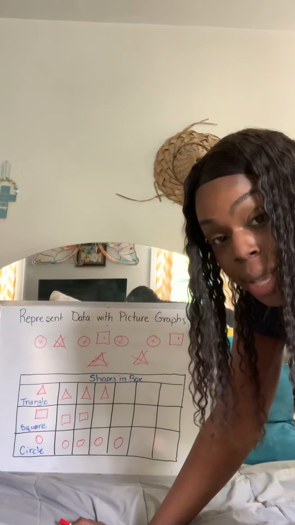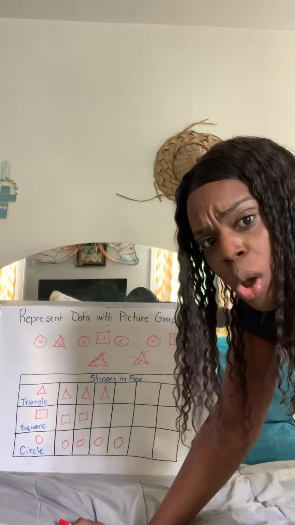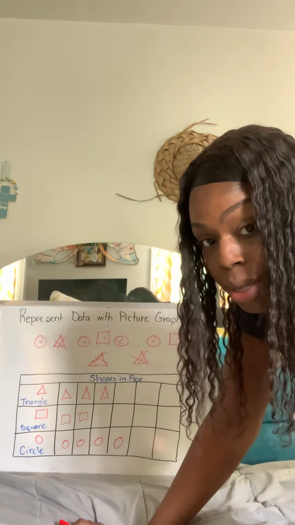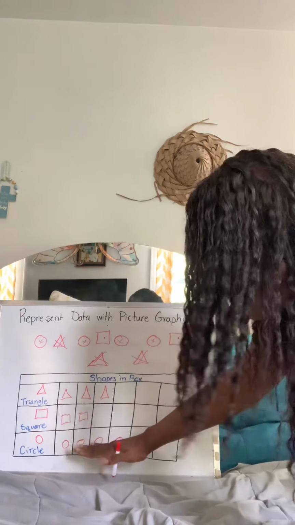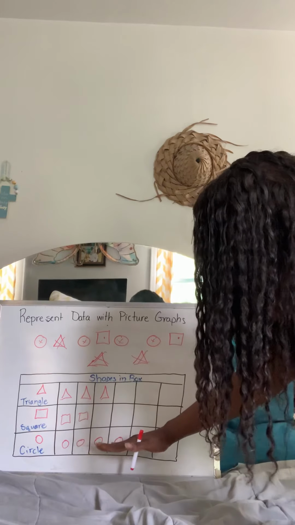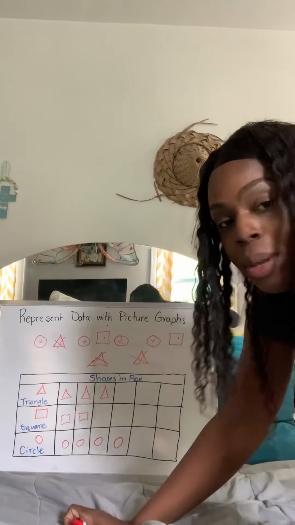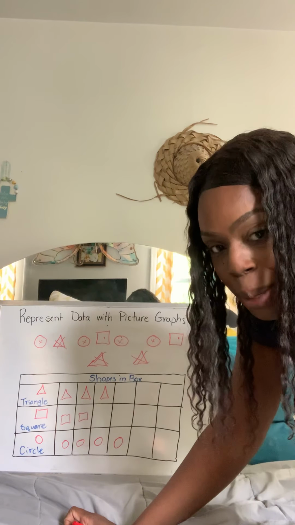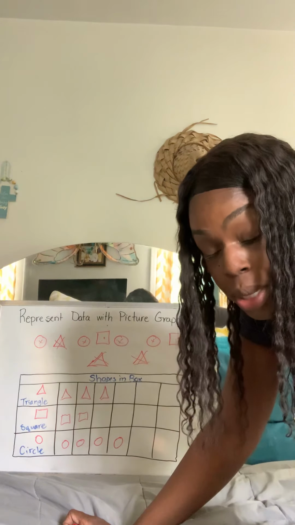Now I could answer questions about this picture graph. For example, if I were asked, which shape is there the most of in the box? Well, I can look at this picture graph and I see that there are more circles than any other shape. So my answer would be circles. There are more circles than any other shape in the box. That's how you are going to use picture graphs this week, okay?